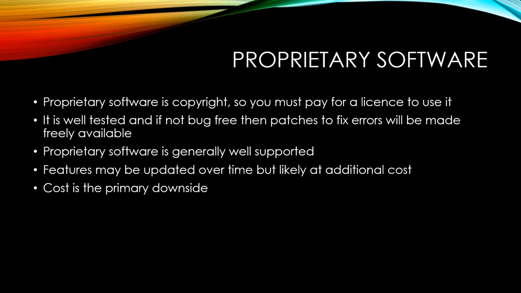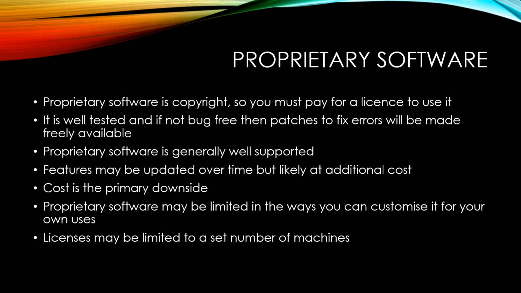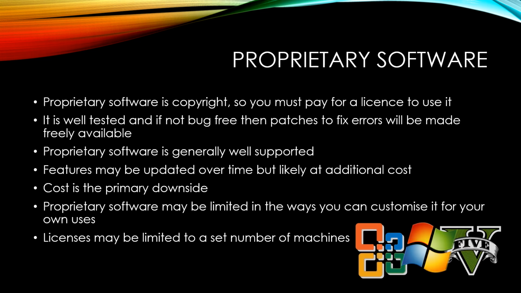Cost is the primary downside of proprietary software. However, it may also be limited in the ways that you can customize it for your own uses. Licenses that you buy for proprietary software may be limited to a set number of machines, which is far more limited than open source software, which you can put on any machine you like. Some examples of proprietary software include Microsoft Office, Microsoft Windows, and games that you purchase to play on your computer or console.